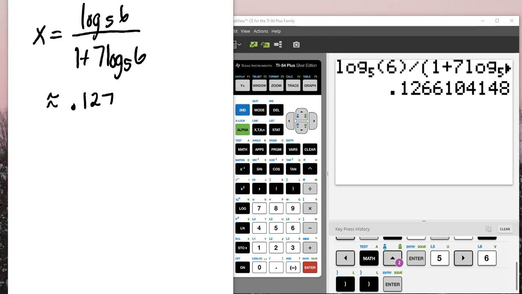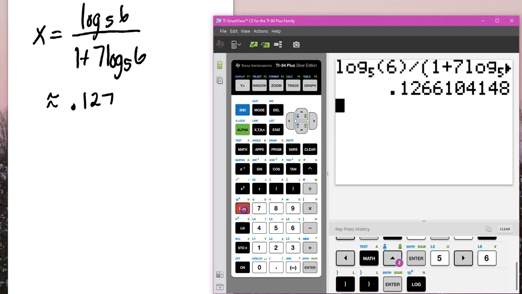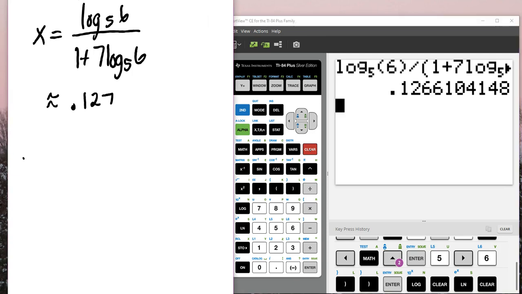Now some of you may not have a calculator that allows you to put the specific base in. Some of you may only have the buttons on the home screen, log, which is base 10, and natural log, which is base e. So if that's the case, then you would need to convert your log base 5 to one of those bases so that you could type it in the calculator. So I'll convert this to natural log, and this is what it would look like.